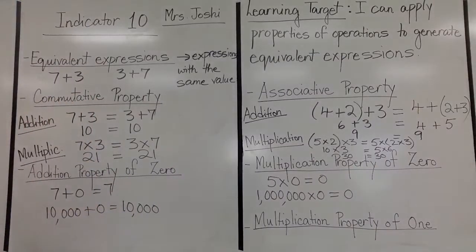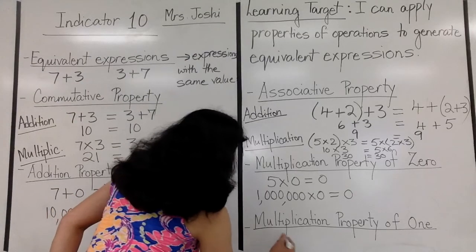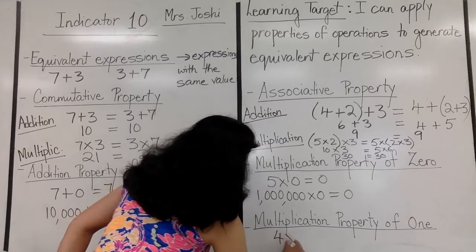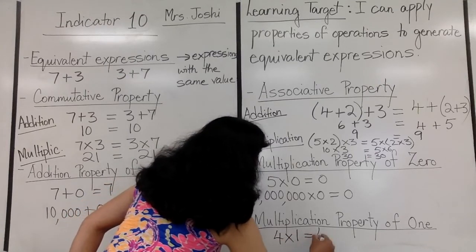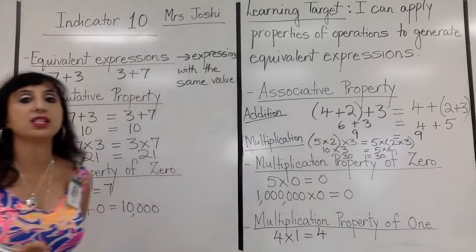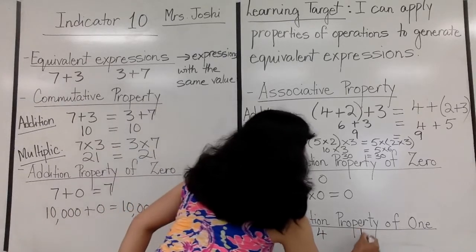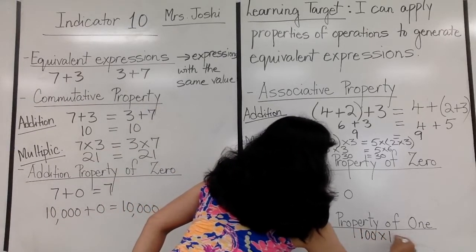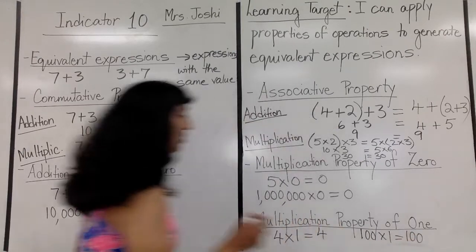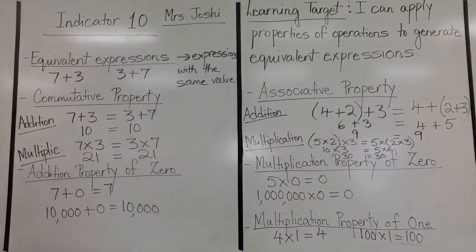Multiplication property of 1: the product of any number and 1 is that number. So 4 times 1 is 4. 100 times 1 is 100. It doesn't matter. Whenever you multiply any number with 1, it is going to be that number. So these are the properties which you have got to know.